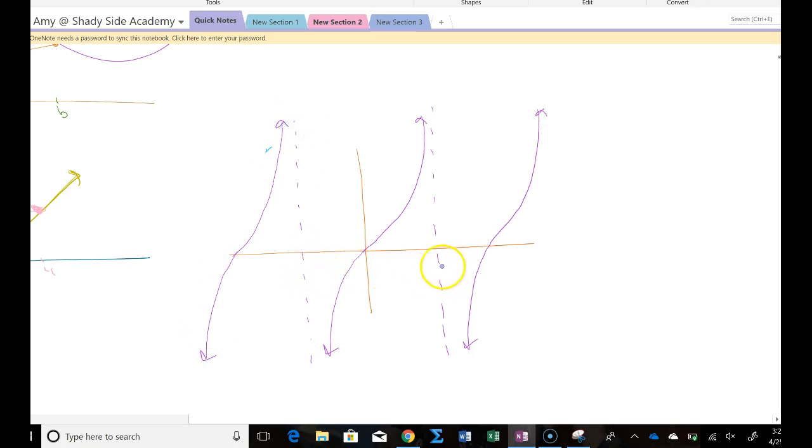Tangent function. Where do these vertical asymptotes occur, everyone? Pi over 2, negative pi over 2, 3 pi over 2. And where do we say vertical asymptotes occur for y equals tan x? At pi over 2 plus any multiple of pi, right? All right, so let's say I want to look at the interval from pi over 4 to, let's say, 3 pi over 4.